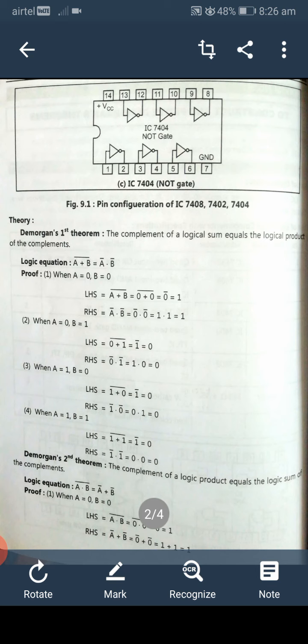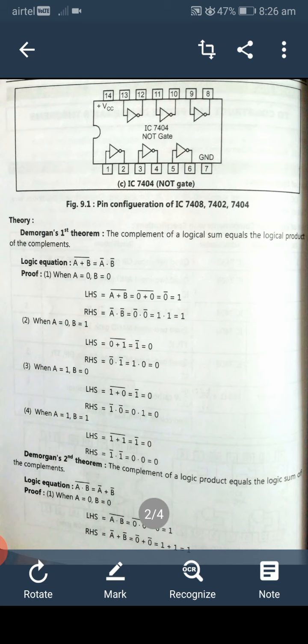Case third, in the third condition, when A is equal to 1 and B is equal to 0, then left hand side is equal to complement of (1 plus 0), and that is equal to complement 1, and complement of 1 is equal to 0.